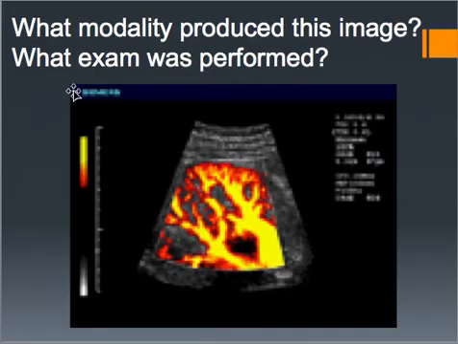What modality produced this image and what exam was performed? So this again is an ultrasound. Ultrasound is what produced this image. And the exam is a renal ultrasound scan. Renal means kidneys, right? So we're looking at the kidneys here. You can see the renal pelvis here and the branches coming off.